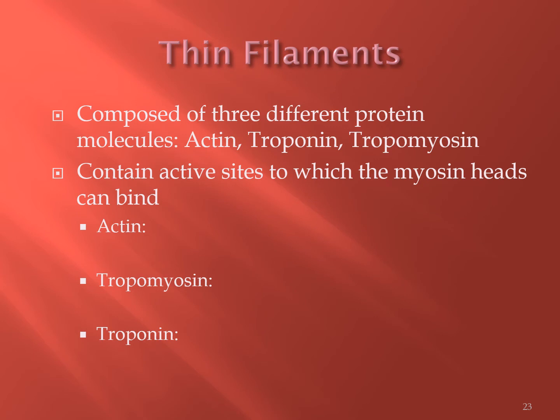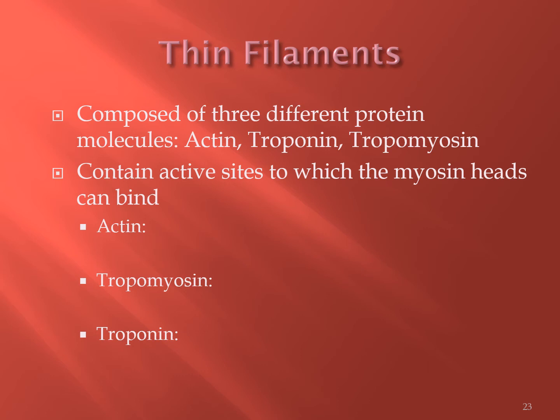The thin filament is actually composed of three types of proteins. So we have actin, troponin, and tropomyosin. The thin filament also contains active sites to which the myosin heads can actually bind, and these active sites are located on the actin molecule, essentially.